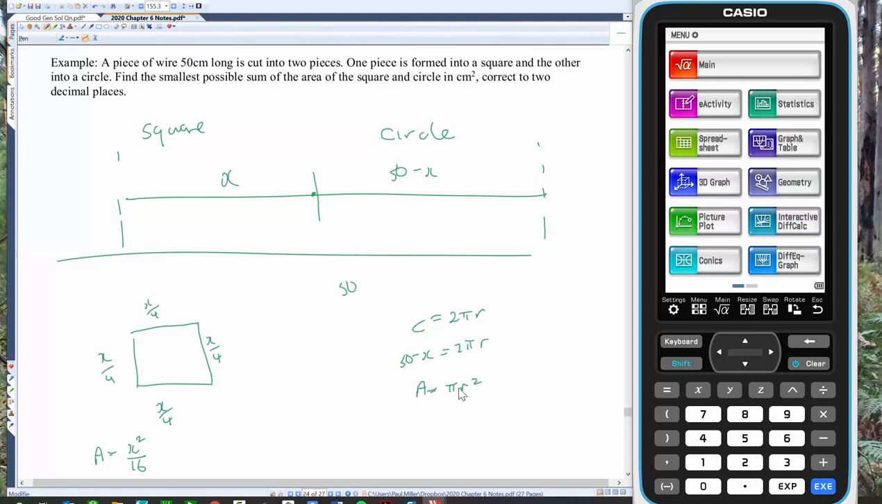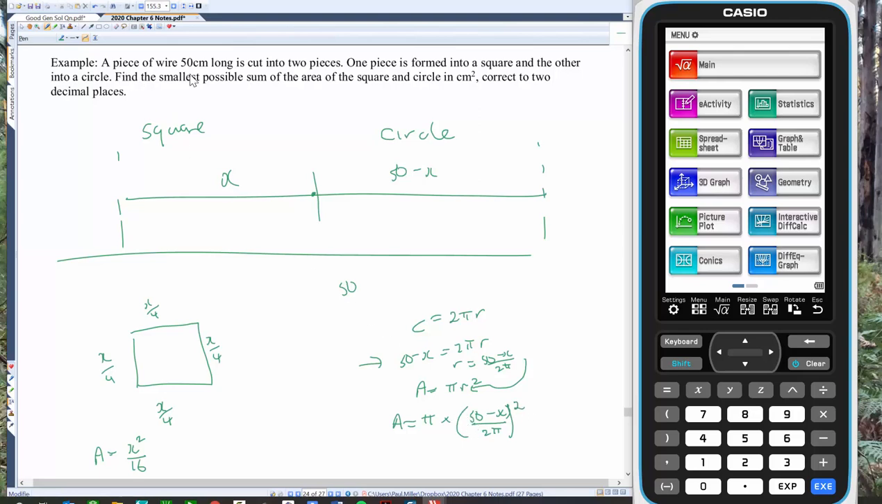Okay, so what I need to do is find r, or use this to find r in terms of x. Now, that's going to mean r is equal to 50 take away x, over 2 pi. So now that I've got r in this form, what I'm going to do is sub it into that, and I'm going to say area equals pi multiplied by 50 take x, all over 2 pi, and it's going to be squared.